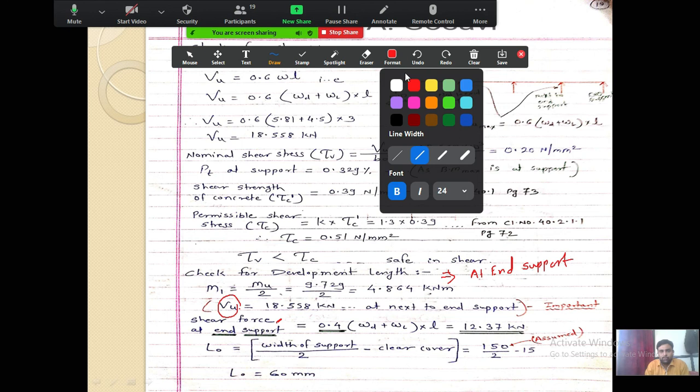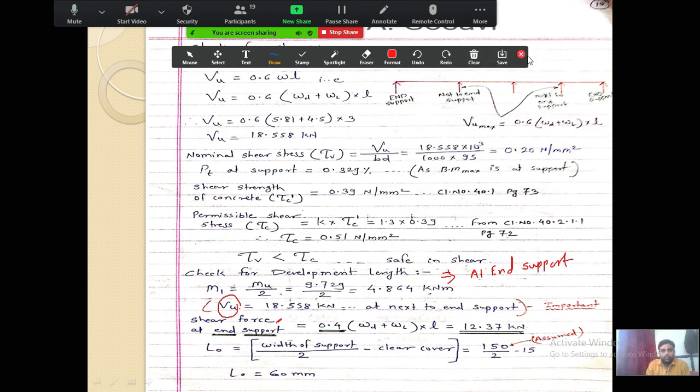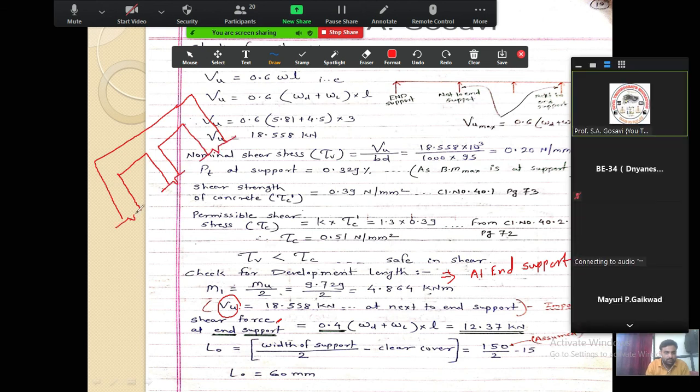I will just show you here with the drawing. Now suppose this is the slab. Here it is the end support. I will draw some inclined line as there is a lack of space. This is the intermediate support, and again here it is the end support. This is the section.